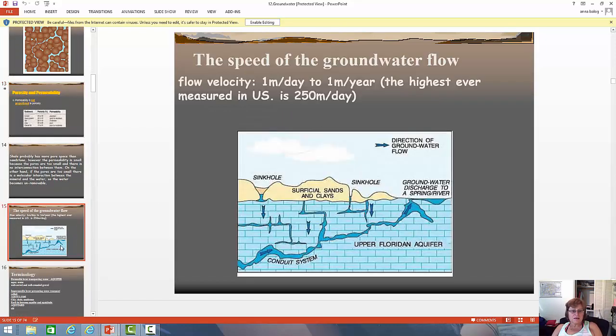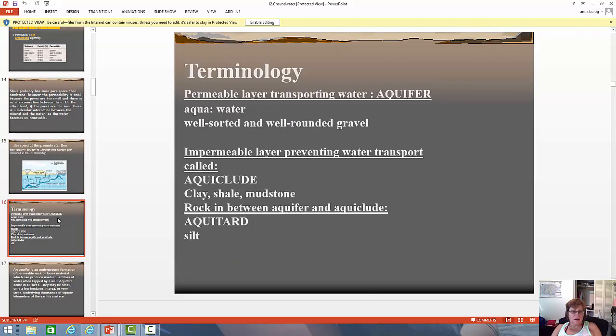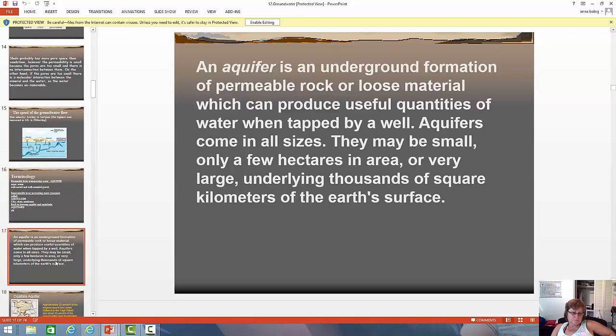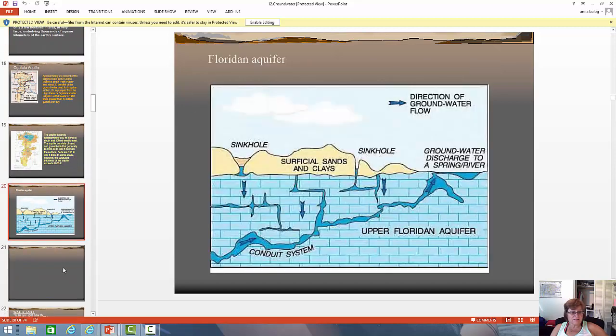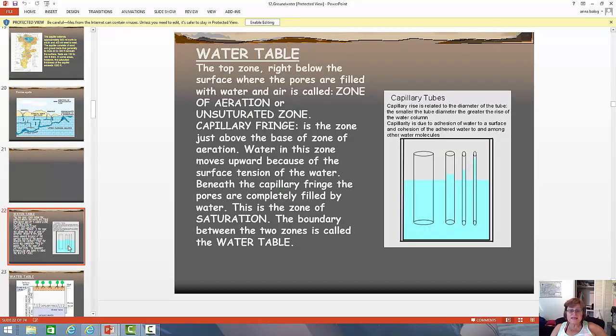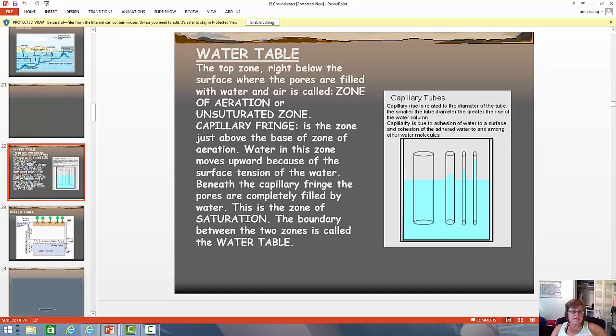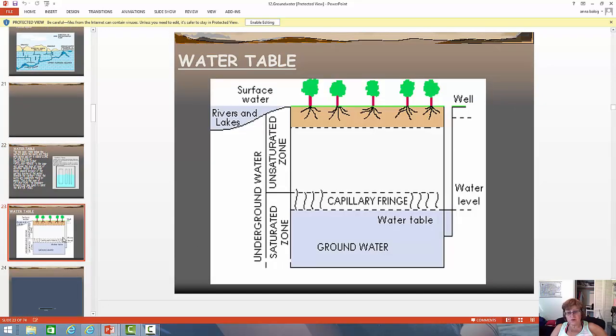What is the aquifer, aquiclude, aquitard? These are important things. What is an aquifer? It's kind of good to know. And a couple of examples like the Florida aquifer and so on. Water table, I'm going to ask this. This is going to be on the final, so you got to know this. And if you draw this one, you're good to go.